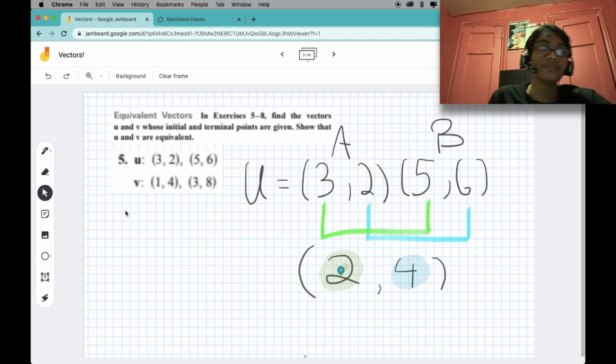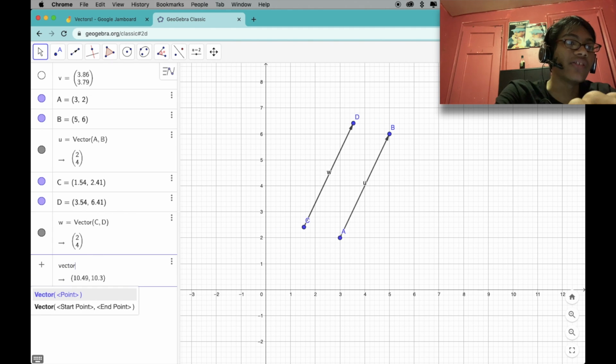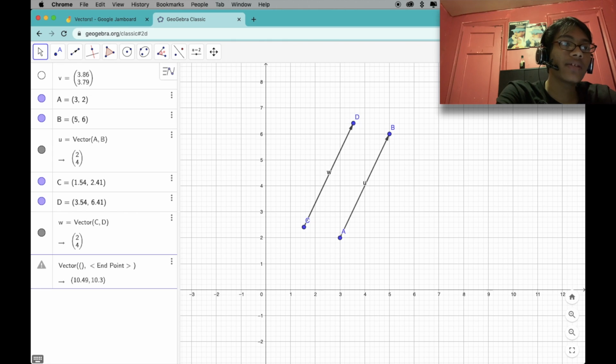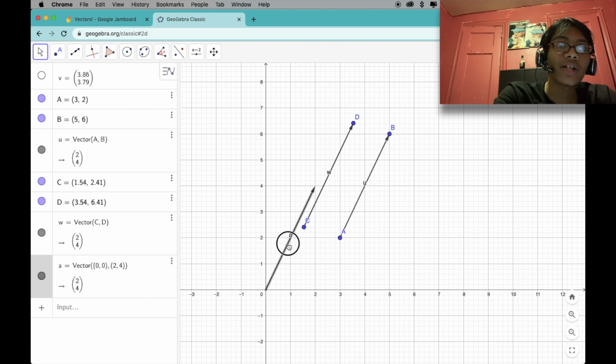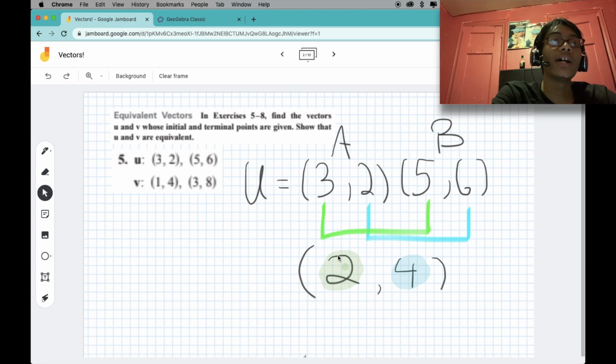2 comma 4. What does that mean though? That means if I go back here and put my vector starting from 0 comma 0, which is the origin, and it goes to 2 comma 4, I'll end up with the same vector. Here's the vector I end up with. And check it out, it's the same as these two vectors. I put them all over one another just to show you it's all the same. So how do we show that two vectors are one and the same? We just subtract the components of their terminal and initial points.